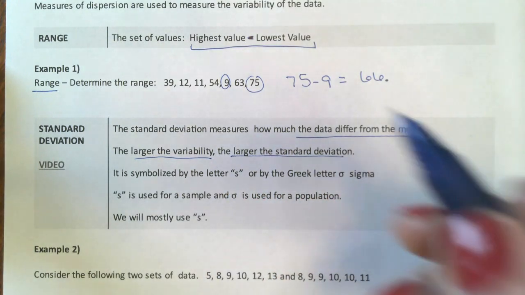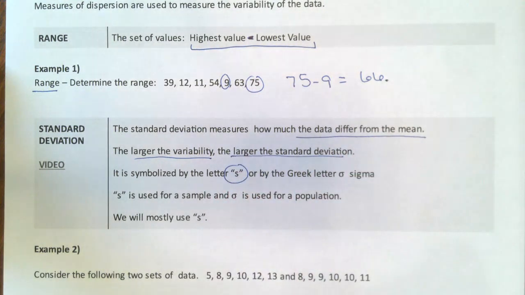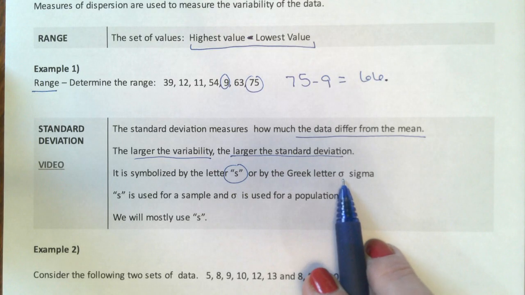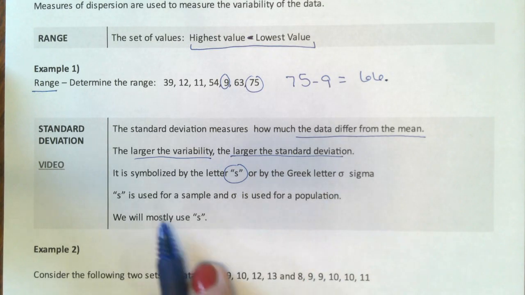So we're going to use a couple different symbols. S is what we're going to use to signify standard deviation in this course. You might see it using this sigma sign.